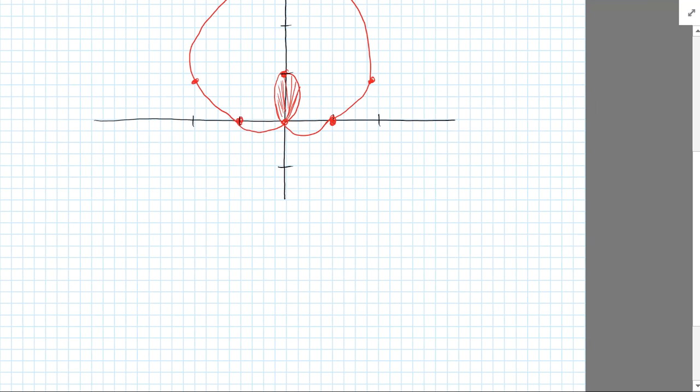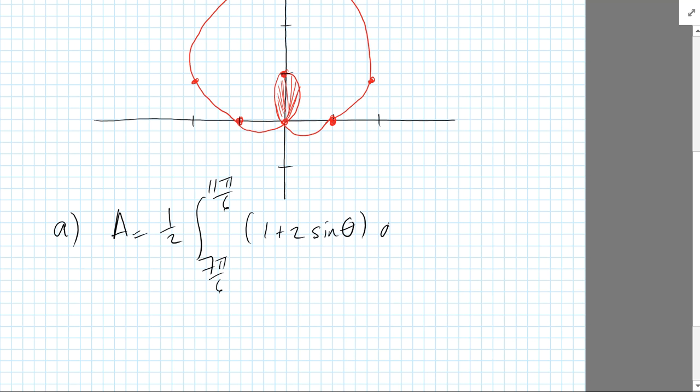Here we go. So for part A, where I want the inner loop, the area is equal to 1/2 integral from 7 pi over 6 to 11 pi over 6 of my limaçon, which is 1 plus 2 sine of theta, d theta. Is it squared? It is squared. That's the easy one.